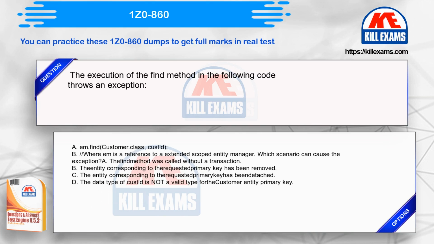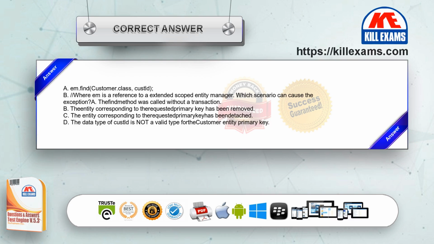Option A. The find method was called without a transaction. Option B. The entity corresponding to the requested primary key has been removed. Option C. The entity corresponding to the requested primary key has been detached. Option D. The data type of custId is not a valid type for the Customer entity primary key. The correct answer is option D.